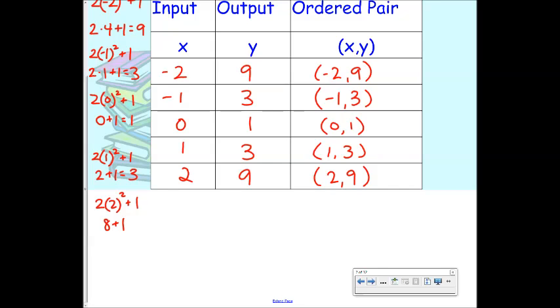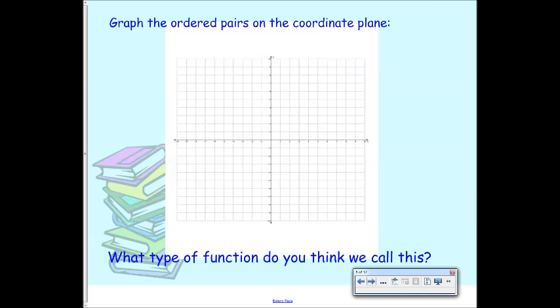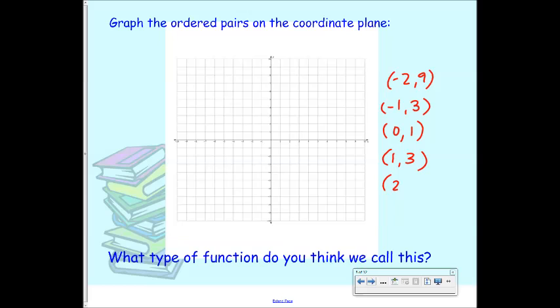So we're going to plot this on a coordinate plane. So -2, 9, -1, 3, 0, 1. I'm just trying to remember this. -2, 9, -1, 3, 0, 1, 1, 3, 2, 9. Okay. So -2, 9 is going to be over -2, up 9.